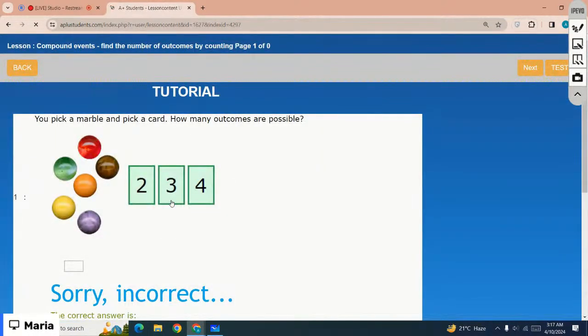Okay, you pick a marble and pick a card. How many outcomes are possible? So basically, you need to calculate the possible outcomes.